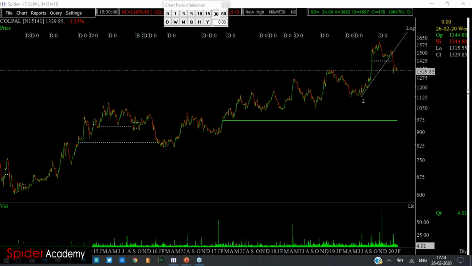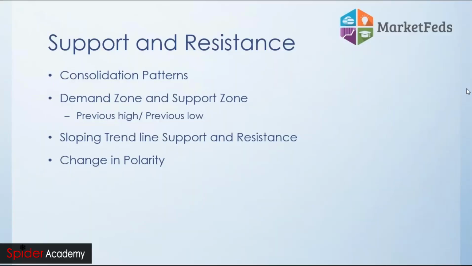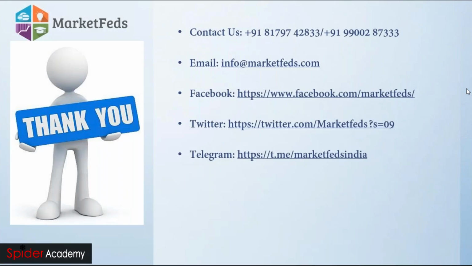All right. So actually, for today, we are going to discuss these topics only: the supports, resistances. So today we talked about supports, the consolidation zones we are done, demand supply zone we are done, sloping trend lines we've done, change in polarity we did with examples. So for today, we'll put the session over here.